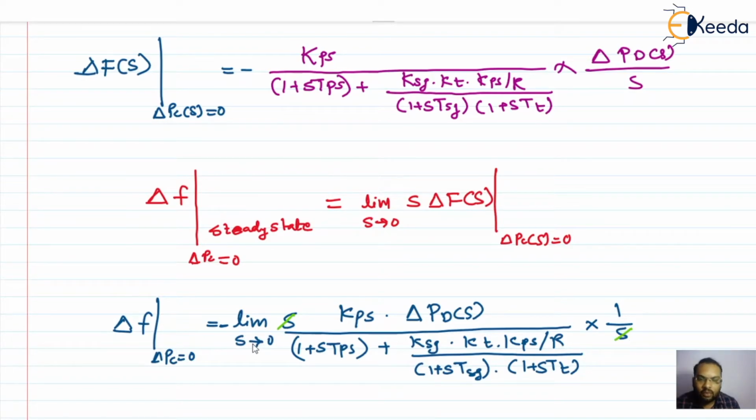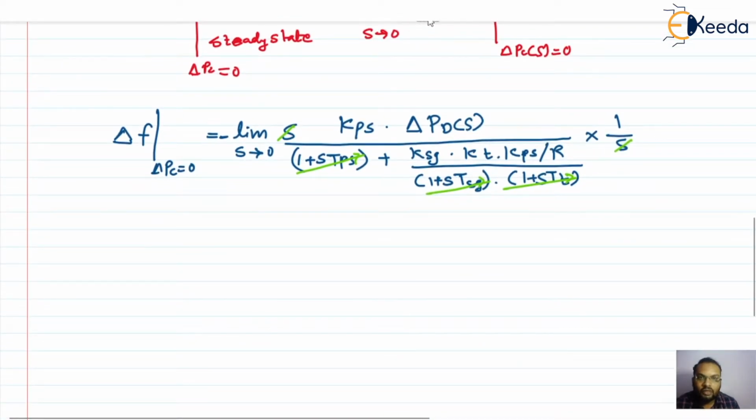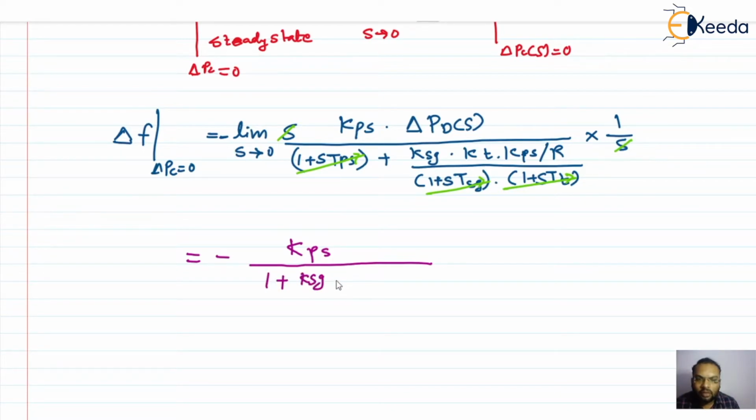So here you see this s and this s will get cancelled. So let us apply the limit. When we apply the limit s tends to 0, the terms where s is present will become 0. So this bracket value will become 1, this bracket value will become 1, and this bracket value will become 1. So the steady state value we are getting here is minus Kps divided by 1 plus Ksg into Kt into Kps upon R, into delta Pd. This is the steady state value of the change in frequency.